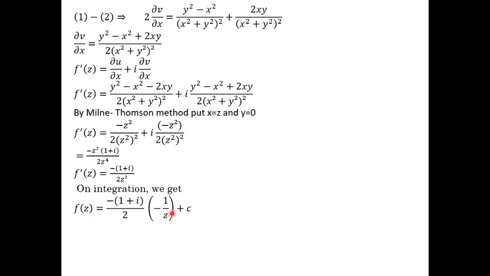So this again simplifies, because here the minus gets cancelled. Simplify, we get the simplest form. F of z is equal to (1 plus i) divided by 2z plus c. This is the analytic function for the given data.